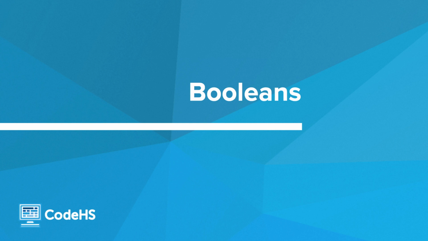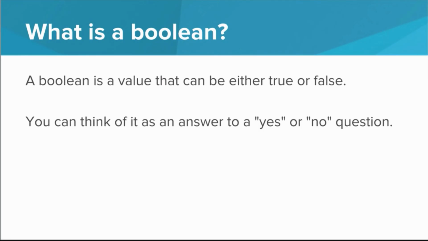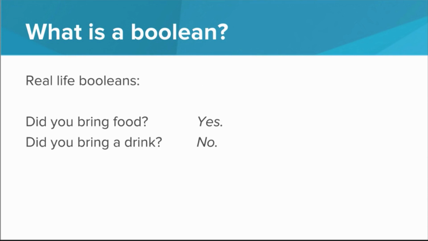We'll start with these things called Booleans, which you'll eventually use to write programs that can decide to execute one piece of code instead of another piece based on circumstances. A Boolean is something that can be true or false. You can think of it like an answer to a yes or no question. Here are some examples of what Booleans might look like in real life.